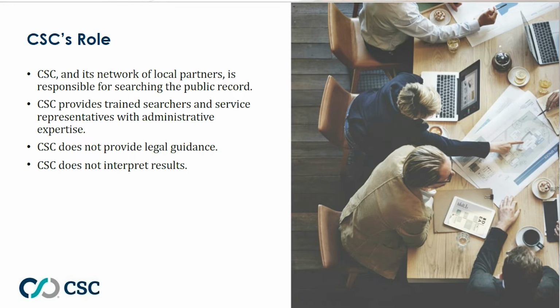Note that CSC does not provide legal guidance, and we get asked questions all the time where my job is essentially to say to you, that's a legal question, or if it's not a legal question, to do my best to answer it and add on any insight I can. And also, CSC does not interpret your search results. Once we send you the results, it would be your role to review those results and do whatever you need to do, which may be to write an opinion paper or summarize the results so that your customer has a good understanding of what was found.